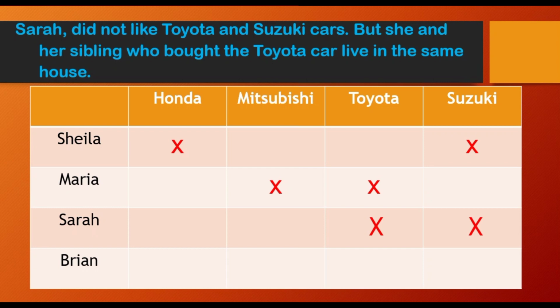So now let's go back to our clues. Let's try to check kung asa ta na miss out. So dapat critical ta when reading our clues. So take note, ang pinaka-final part aning atong clue number 3, mao ni siyang pinaka-vital part sa atong clue. She and her sibling who bought the Toyota car live in the same house. So meaning si Sarah naa siya'y kauban sa balay. So take note sa atong earlier clues na si Sheila ug si Maria living alone.